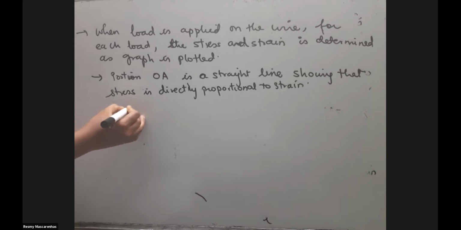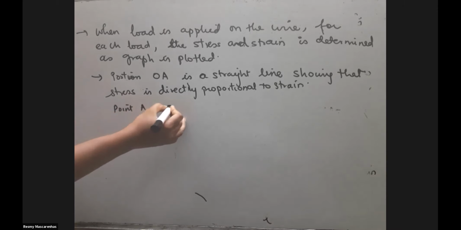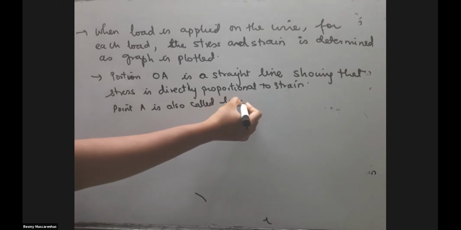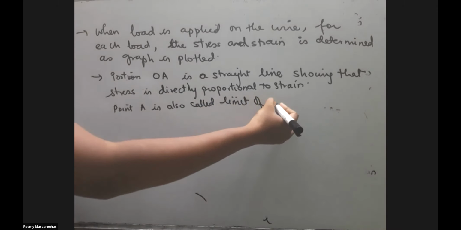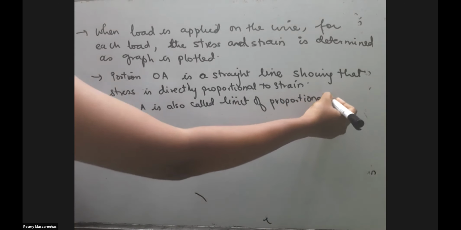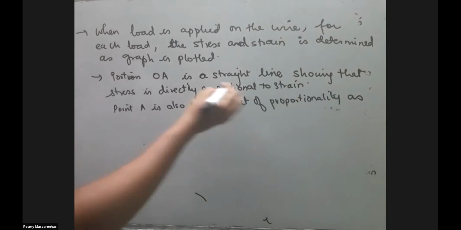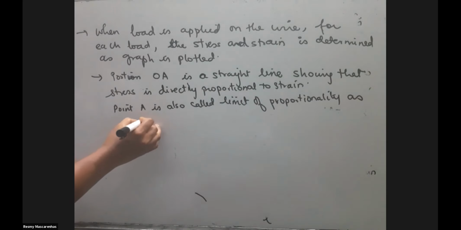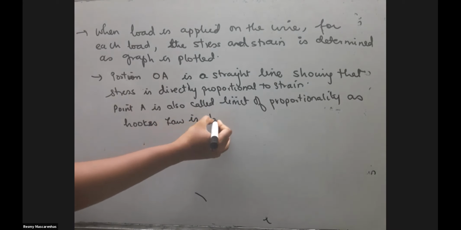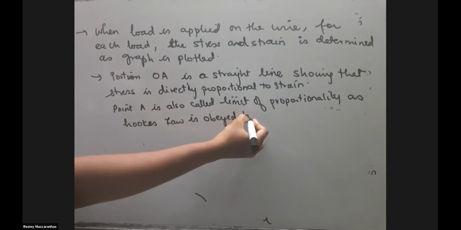Point A is also called the limit of proportionality, as Hooke's law is obeyed till point A.